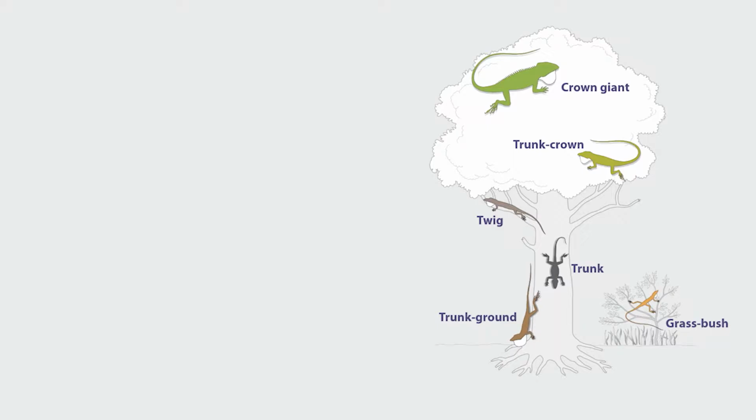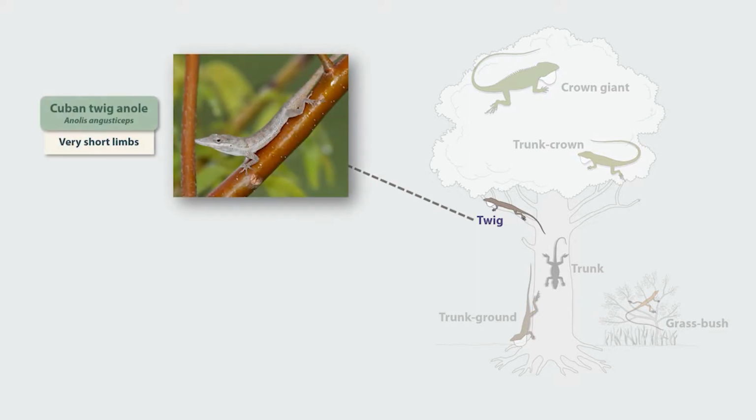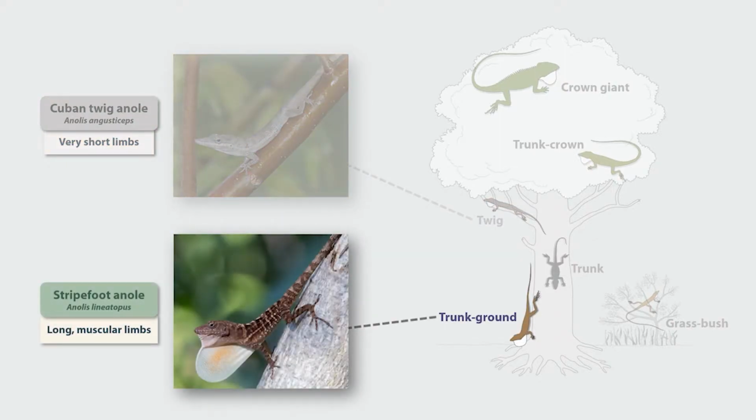Lizard limbs are adapted for the specific microhabitat that the animal lives in. For example, the Cuban twig anole has tiny little limbs that allow it to better cling onto thin twigs and trees. Another lizard, the stripefoot anole, is a type of trunk ground anole. It uses its long limbs to run and jump between different surfaces at the bottom of the forest.